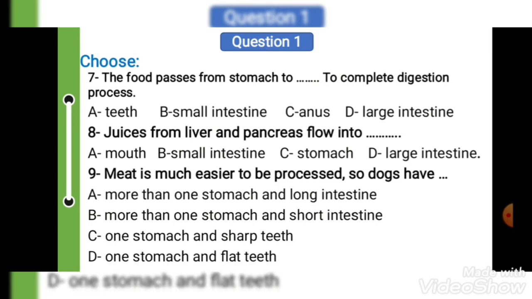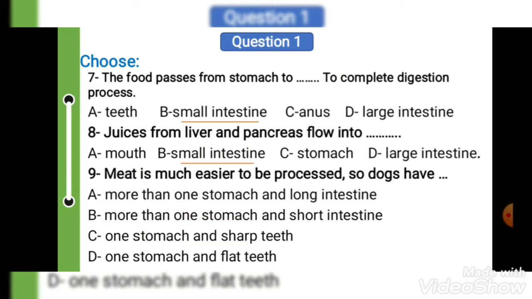Nice. Let's solve number 7. The food passes from stomach to A to complete digestion process. Where will the food pass from the stomach? What comes after the stomach? It is the small intestine. Juices from liver and pancreas flow into mouth, small intestine, stomach, or large intestine. We agreed that the liver and pancreas will give juices to which part? They will help the small intestine.